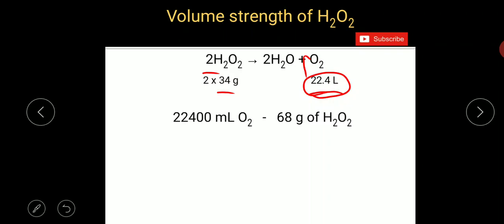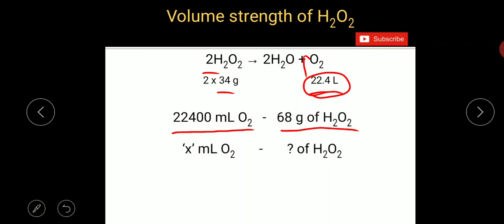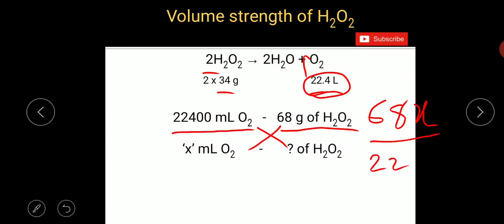So 22,400 milliliters of oxygen gas will be obtained from 68 grams of hydrogen peroxide as per this balanced equation. But how many milliliters of oxygen are we expecting? X milliliters. So this X milliliters of oxygen is obtained from how much mass of hydrogen peroxide? To find it out, use cross multiplication. How much will you get? 68x divided by 22,400.